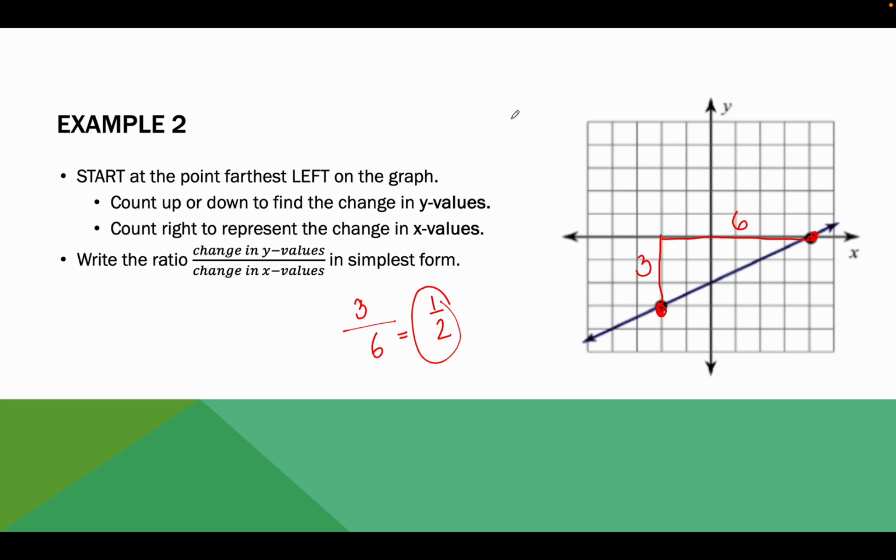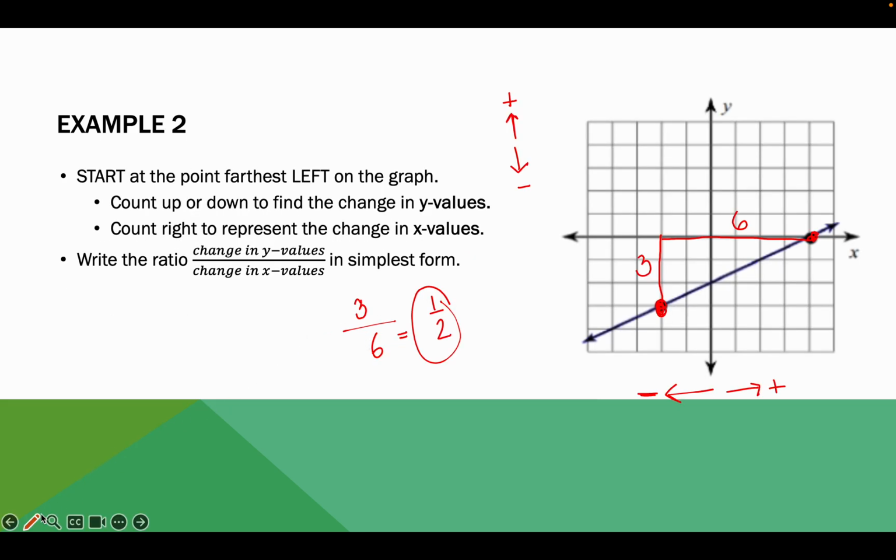Notice that when I go up, that's going to give me a positive change. Down is going to give me a negative change. When I go to the right, that's a positive change. And if I go from left to right on the graph, I should always be going in that direction, but I can also go to the left, and that would be a negative direction.